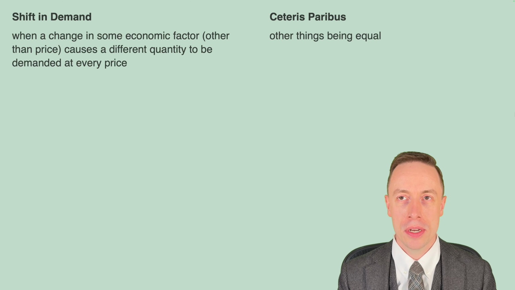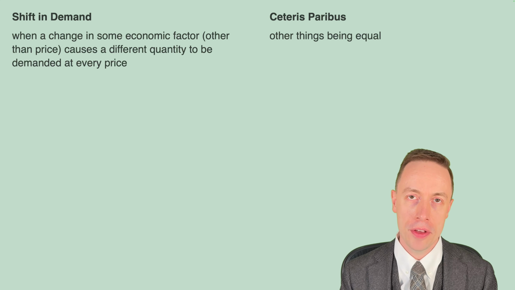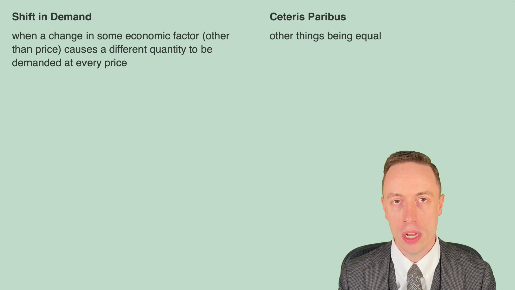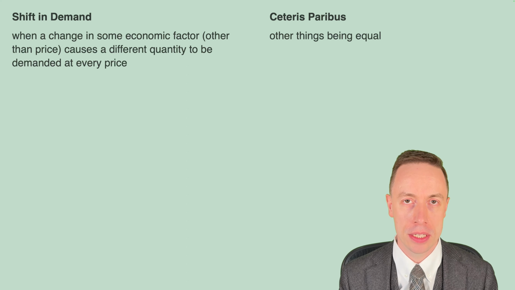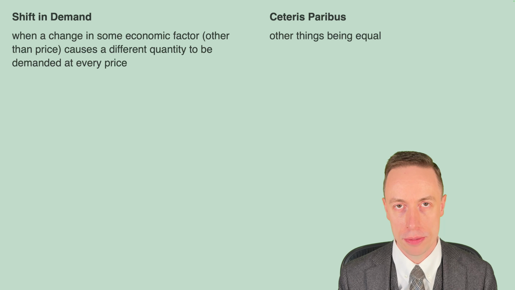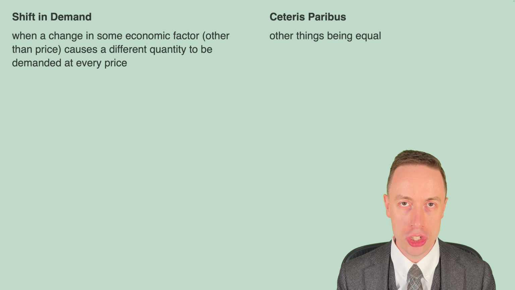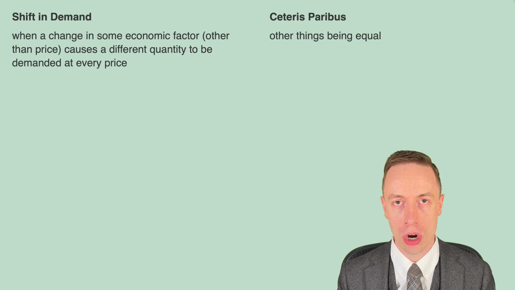So let's get started by talking about shifts in a curve, starting with the demand curve. The demand curve itself changes position when some economic factor other than the price of the product itself leads to different quantities demanded at each given price point. Now we are going to discuss these changes under the assumption of ceteris paribus, a Latin term that refers to the idea that as we are discussing changes in demand, we are assuming that everything else is staying constant.